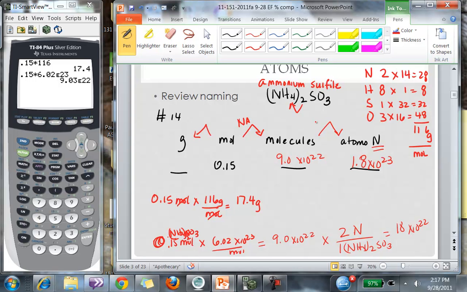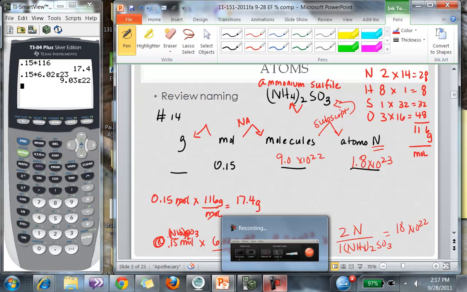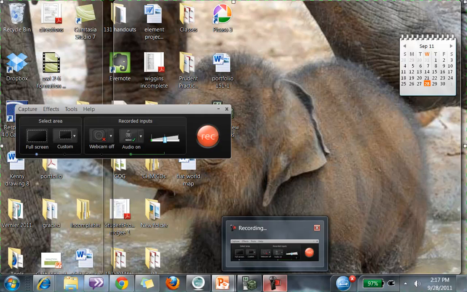And to do this, I'm going to use the subscripts from the formula, to go from the formula back to the nitrogen. So that's a review of using grams, moles, molecules, and atoms.